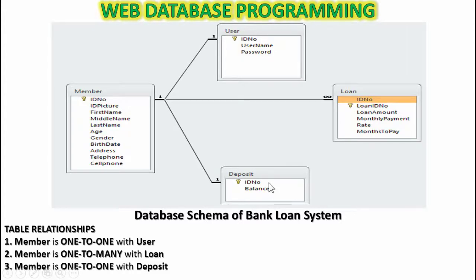The table relationships: member is one-to-one with the table user. Member is one-to-many with the table loan. And member is 1:1 with the table deposit.